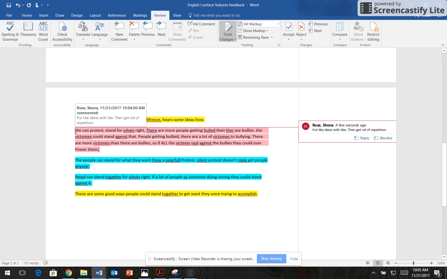Now what I'm going to do is look for things that are saying the same thing. And the way I do that is I read the sentence and then compare it to the next one. We can protest, stand for what's right. I think that really is one sentence right there. So now I'm going to compare it to the next sentence. There are more people getting bullied than there are bullies. Well, that's a new idea.